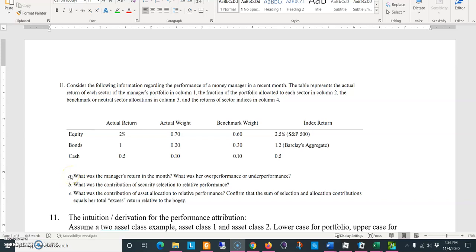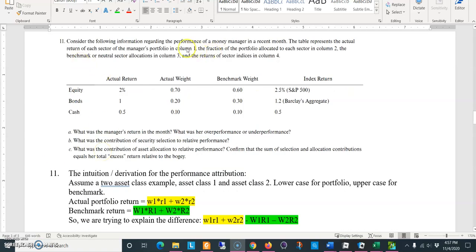Hello everyone. We are going to work through a few more problems. These are problems from chapter 24 on performance evaluation and performance attribution of managed portfolios. So here is problem number 11.